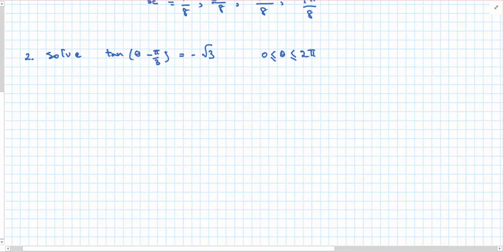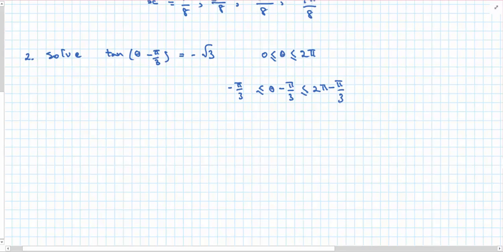I don't need to do any rearranging, and I know tan of what angle gives me root 3, but I want to look at the domain first. Our domain is for theta, but we're looking for theta minus pi on 3. So I go and change my domain by taking away pi on 3 from my domain.